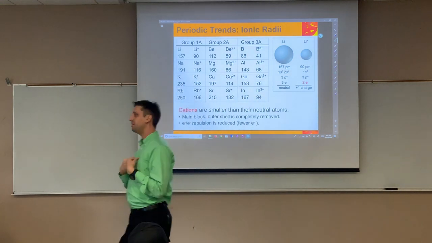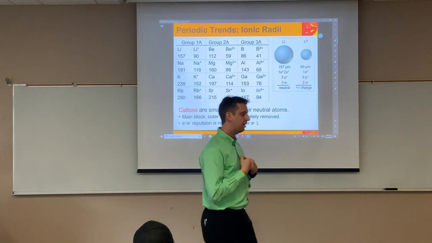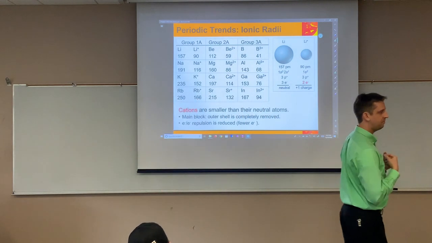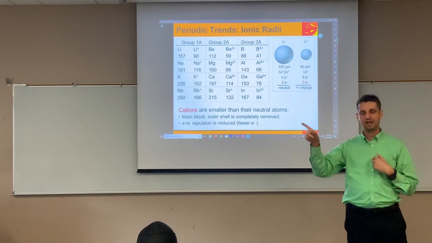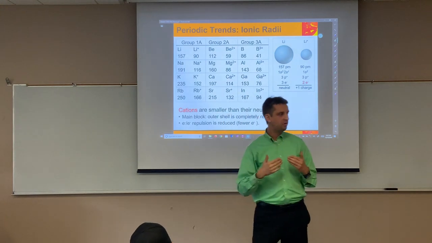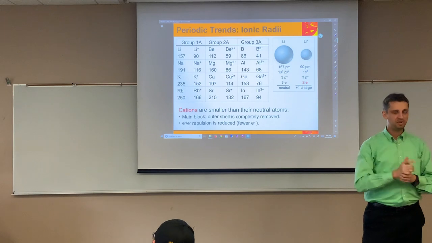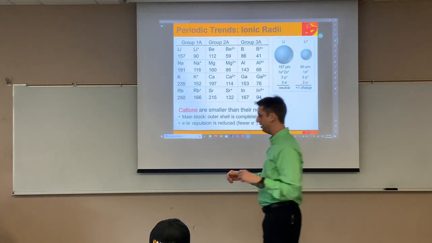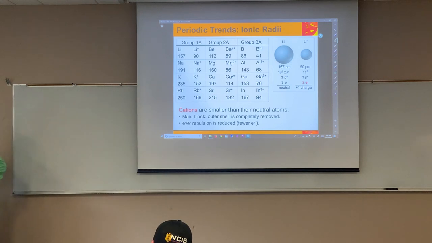Now this is going to lead us into another important idea, where we're going to talk about ionic or ionization energy, okay? The ionization energy is going to tell us how much energy it takes to kick that electron off. The closer you are to the nucleus, the more energy it's going to take to kick that off. So just keep that in mind. It's all just based off of the radius. But the bigger the plus, the smaller the atom.